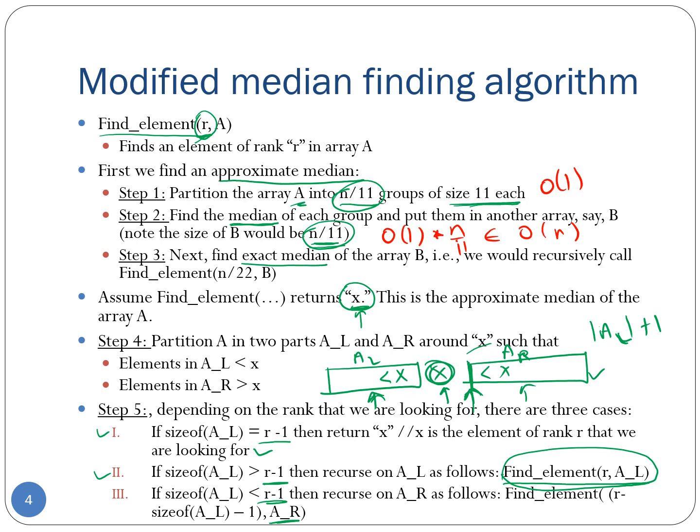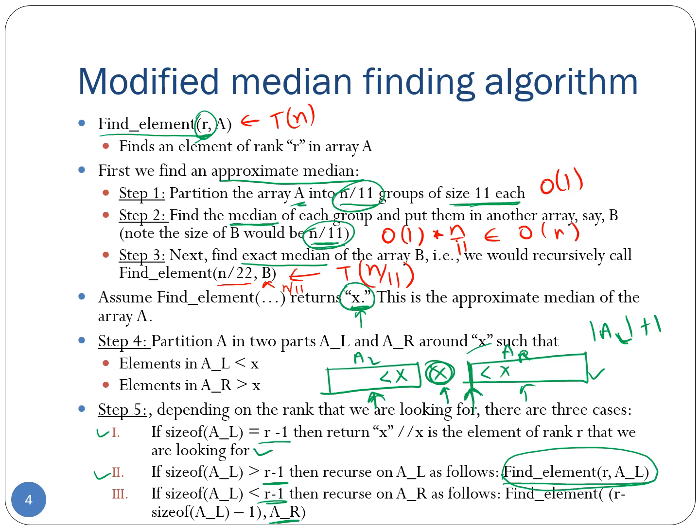Now the third step is to find the exact median of array B by recursively calling this function. So notice that the size of the input here has gone down, right? The size of this array B is n by 11. It's not n anymore, because we have partitioned this array. We are only considering the median of these smaller groups here in array B. So if the total time taken by the original input was t of n, the time taken by this step would be t of n by 11.